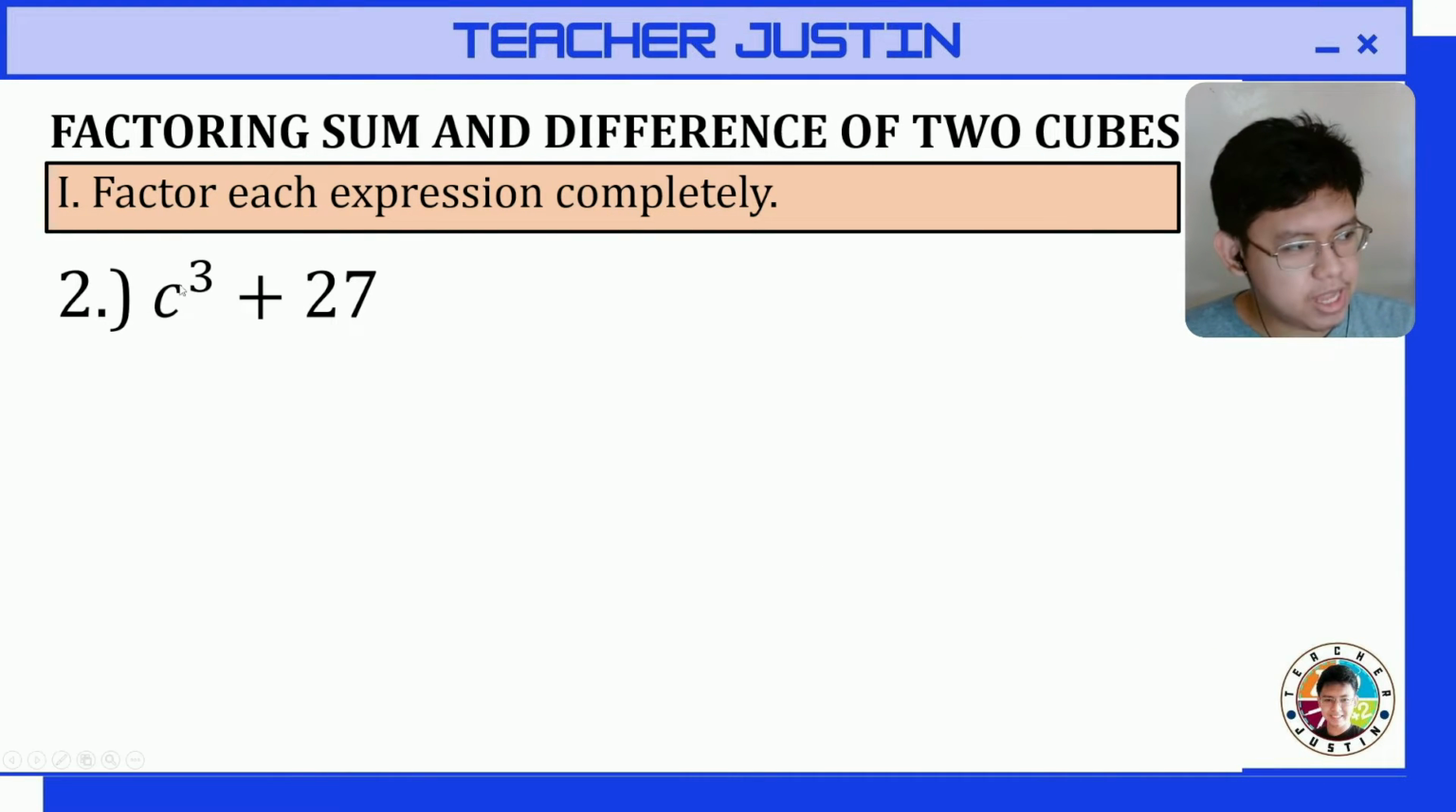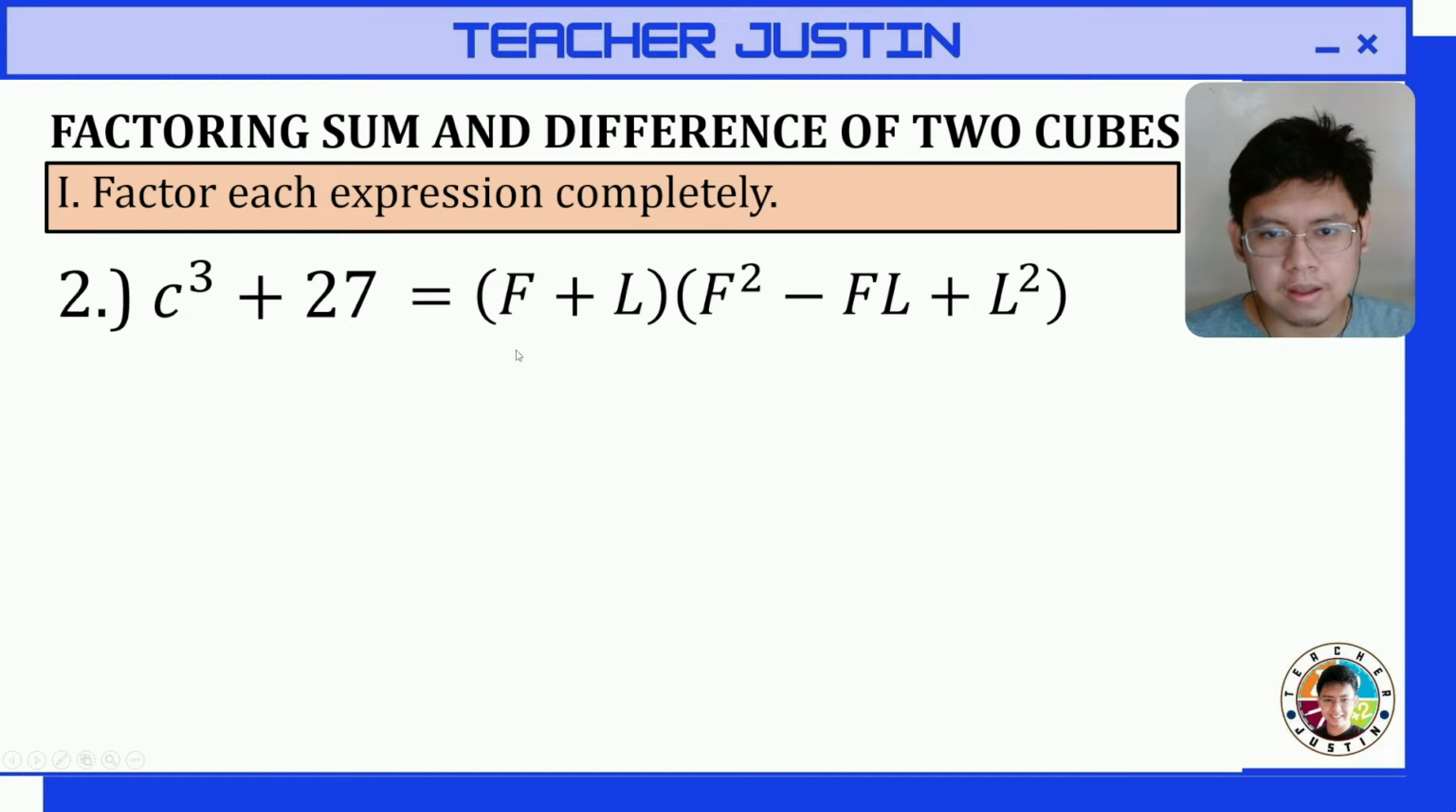So, alamin natin, our first term is a perfect cube. Our last term is also a perfect cube. Tapos yung operation nila is addition. Therefore, meron tayong sum of two cubes. So, paano natin ito i-factor? So, we will use a pattern na f plus l multiplied to the quantity f squared minus fl plus L squared. Yung f dito is represented by the cube root of the first term and yung L dito is the cube root of our last term.